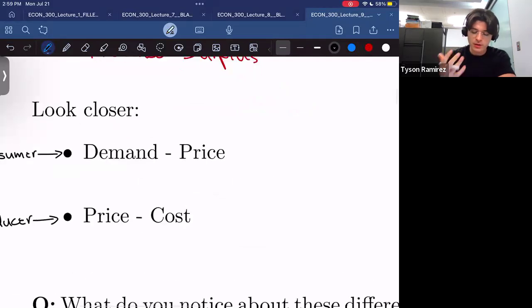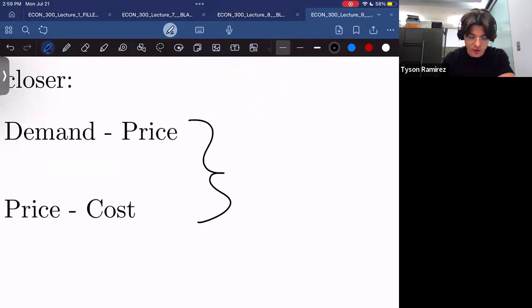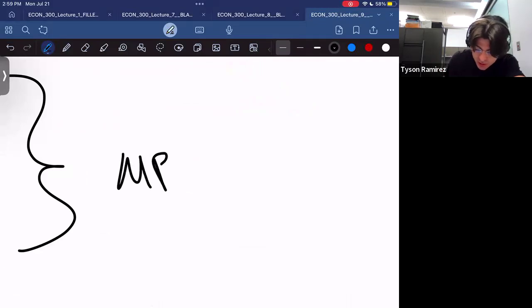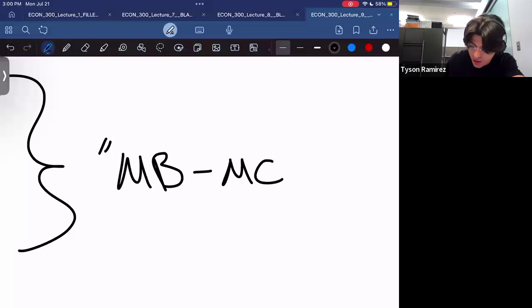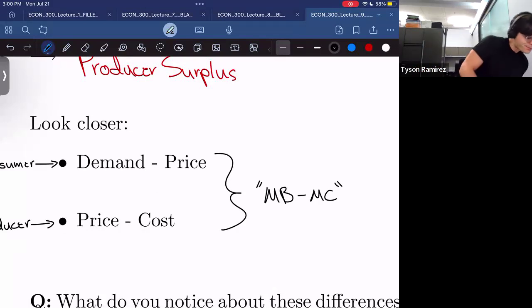But what do these two things have in common? What they have in common is that these are two different ways of saying the exact same concept, and that is that in both cases, this is marginal benefit minus marginal cost. It's always some benefit minus some cost. And we just have two different ways to set that up based on if we're thinking about people or if we're thinking about firms.